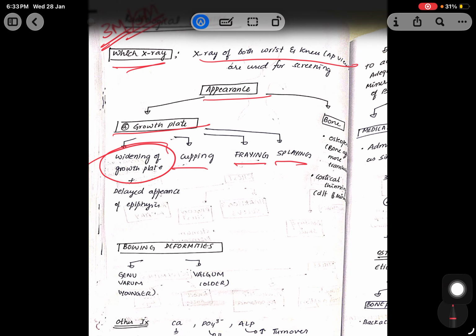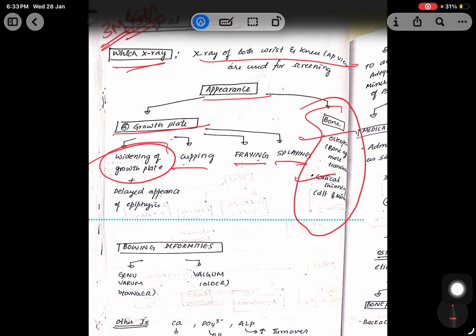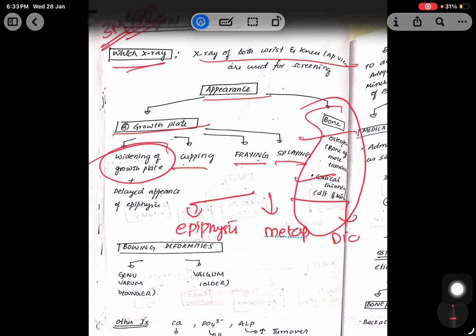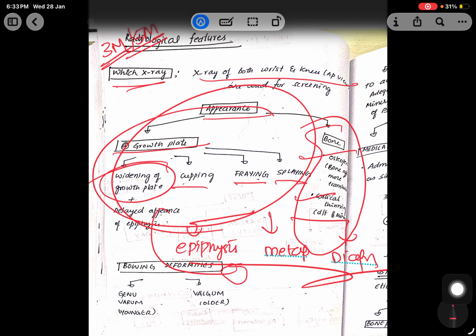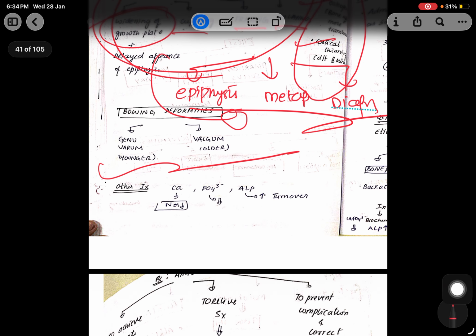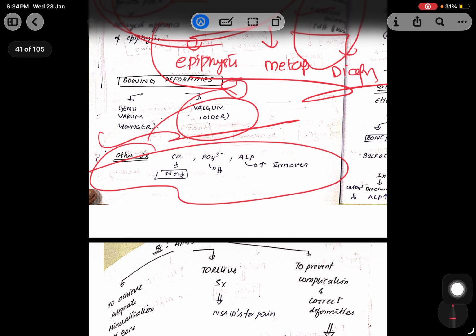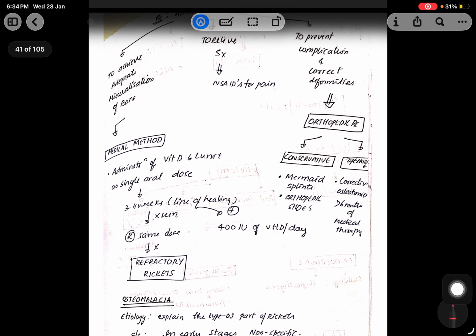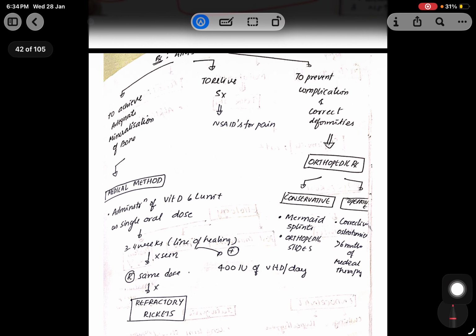And also, if it's a proper bone-by-bone description you have to give, then you can talk about osteoporosis and cortical thickening. Or you can also classify it this way: talk about epiphysis, metaphysis, and diaphysis, and place the clinical features or the investigations accordingly, so that you get better marks. Then these are the deformities: you can get genu varum, and in older children you get valgum. What are the other investigations? Obviously, to look for other metabolic diseases, you do all those investigations. Okay. Again, treatment aim: though the incidence is less now, 1 or 2 cases per year you will definitely see.